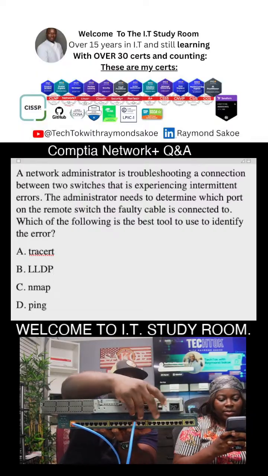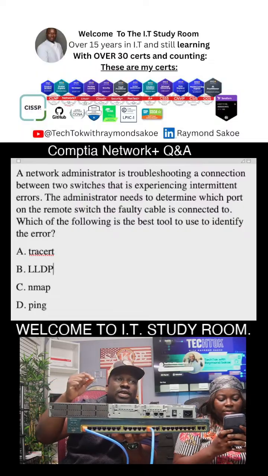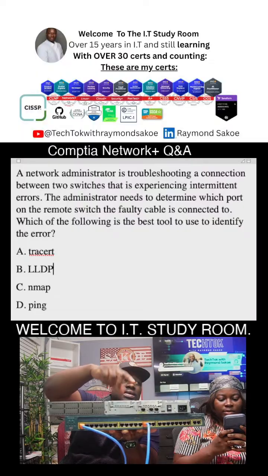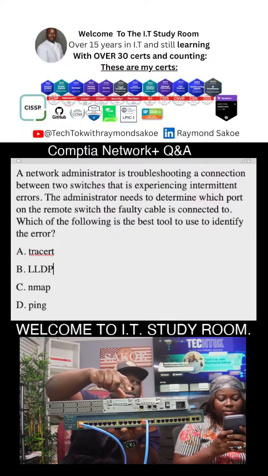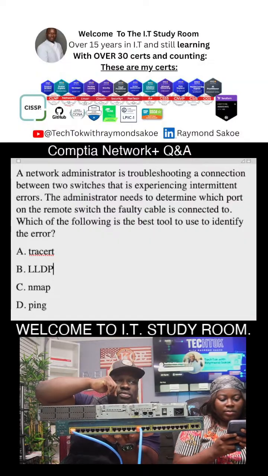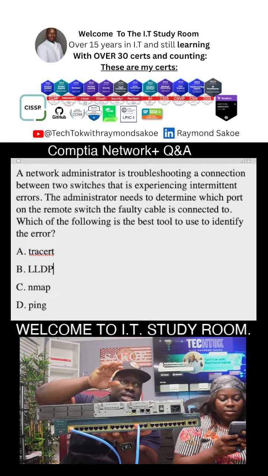You have cables connecting from one switch to the next, right? So they want to verify which port. Let's say you are on this switch. From this switch, you want to determine which port on the remote switch, which is the bottom here, is having the issue. The protocol to use is LLDP.